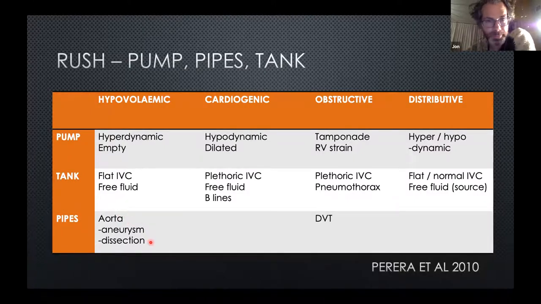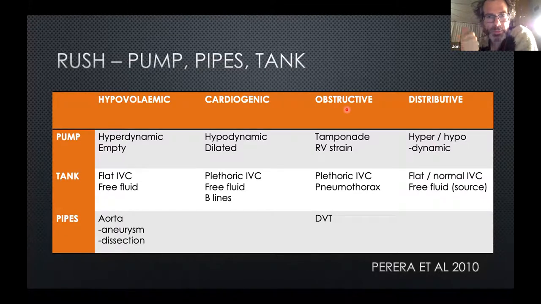so an AAA or an aortic dissection. In cardiogenic shock, you tend to see hypodynamic or impaired ventricular function. If it's relatively chronic, it may also be dilated. In terms of the tank, the IVC will be plethoric, so dilated, non-collapsible. There may be free fluid and also B lines in the chest, but they'd be more symmetrical, dependent B lines.